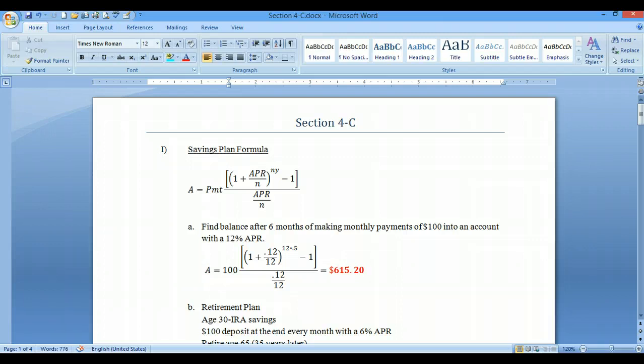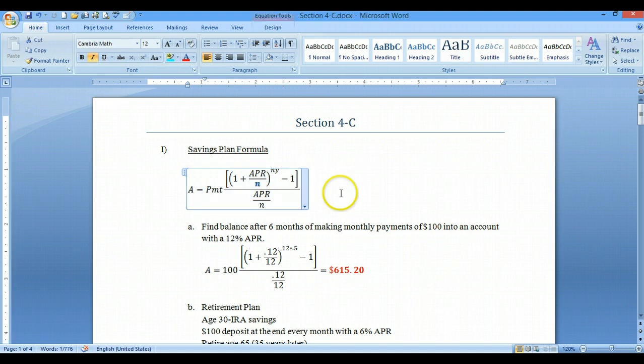is A, which you'll remember from 4B, is amount final. And in this case, equals PMT, not just P. PMT standing for payment and not principal, times the quantity on the top, 1 plus APR, still standing for the percentage rate, over N. This N, however, is different. It's not the number of compounds, but the number of payments made in a year, raised to the N times Y, N still being the number of payments made in a year, times Y, which is the number of years, minus 1 over APR over N.